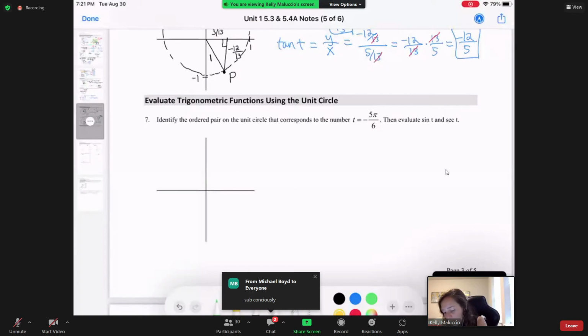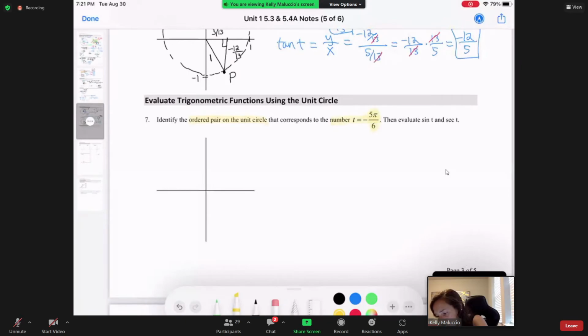So we want to identify the ordered pair on the unit circle that corresponds to t equals this. And then we're going to evaluate sine t and secant t. Keep in mind, unit circle means that the hypotenuse always equals 1 when we draw our right triangle. And t is negative 5 pi over 6.